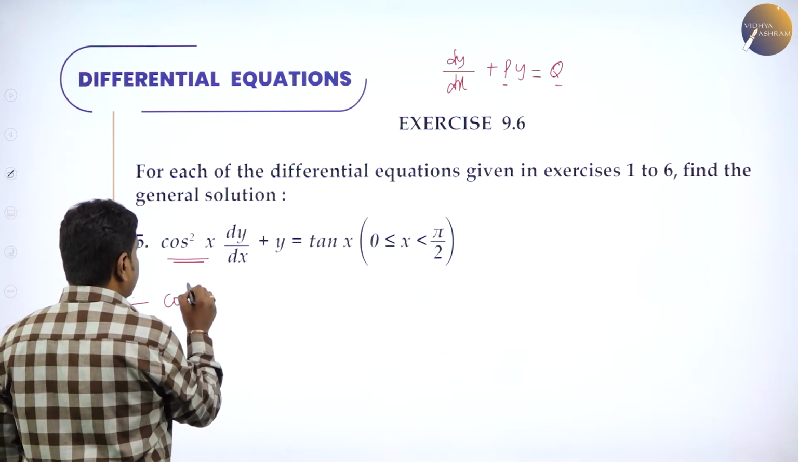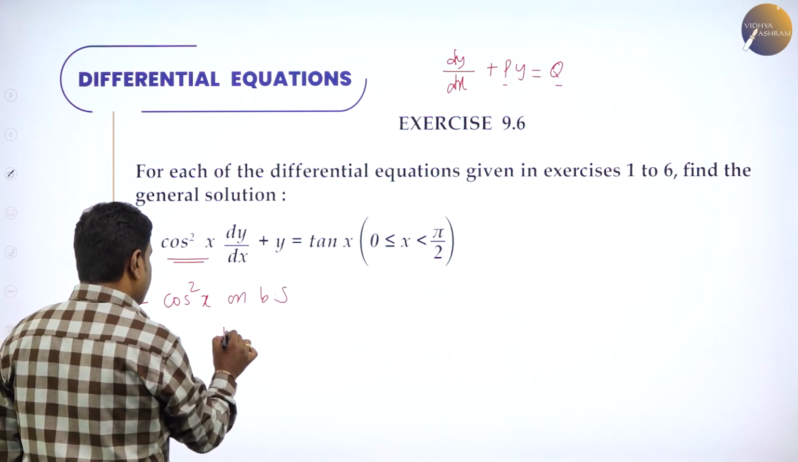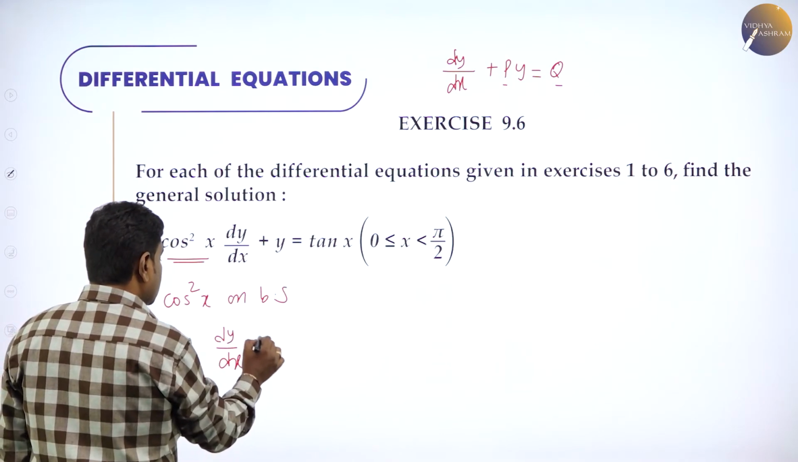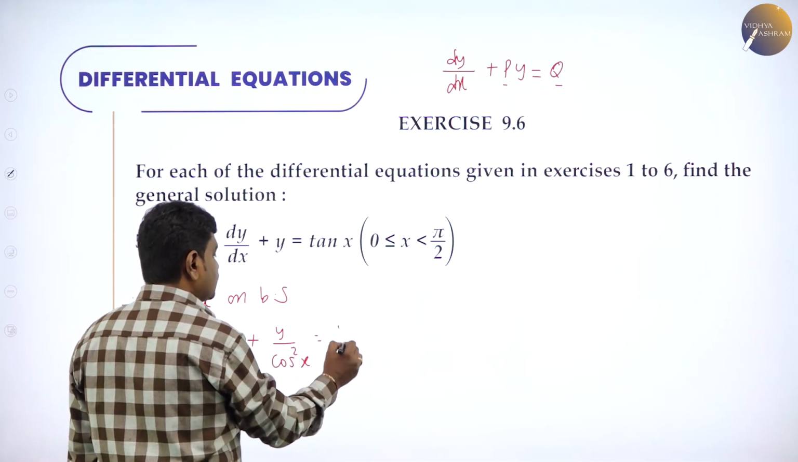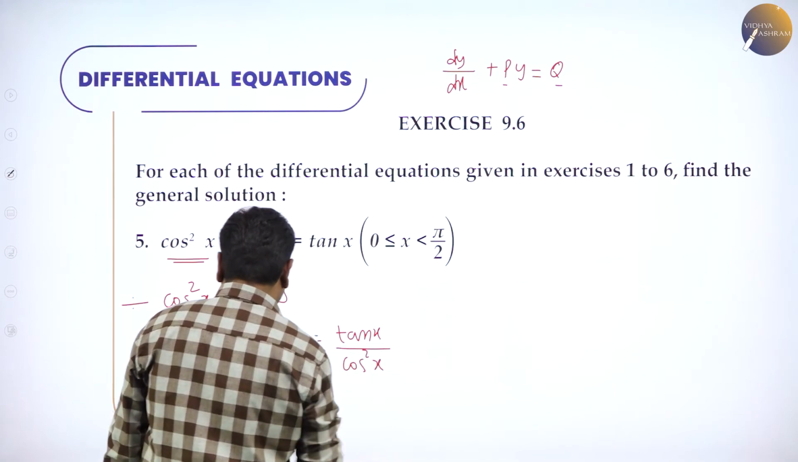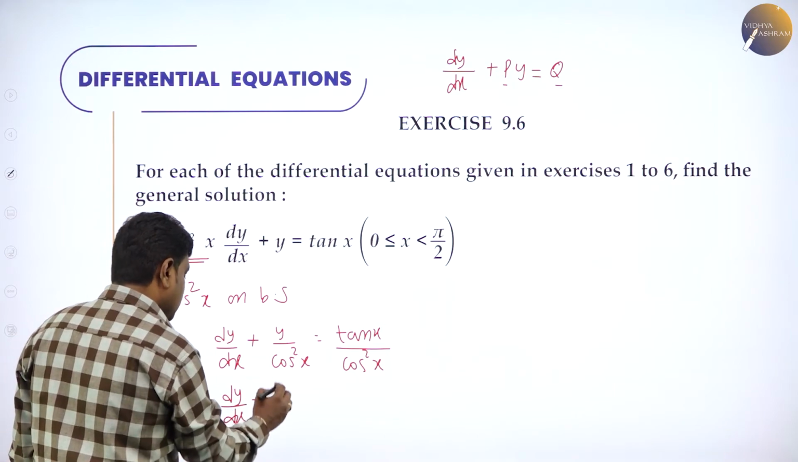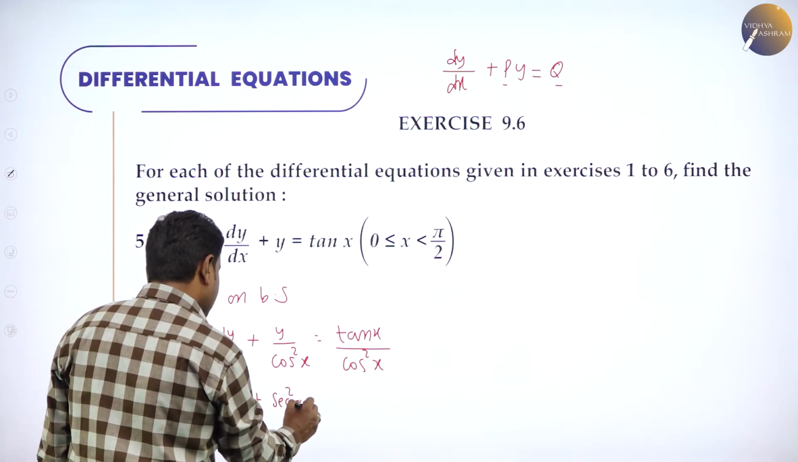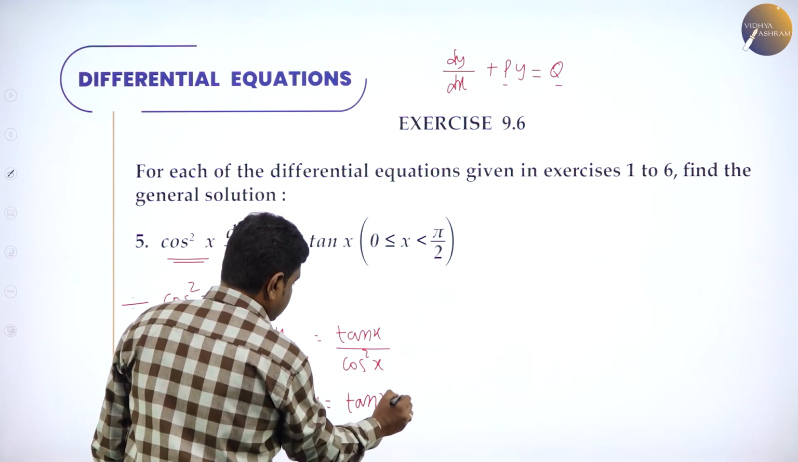Divide cos square x on both sides. If you do that, it will become dy by dx plus y by cos square x is equal to tan x by cos square x. Now simplify this. Dy by dx plus 1 by cos square x can be written as secant square x into y. Further, this also can be written as tan x into secant square x.